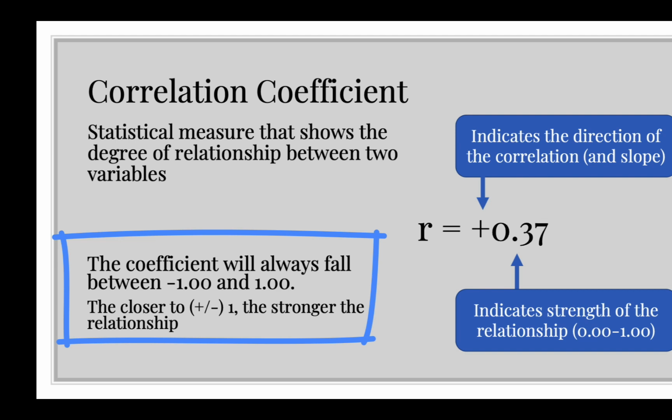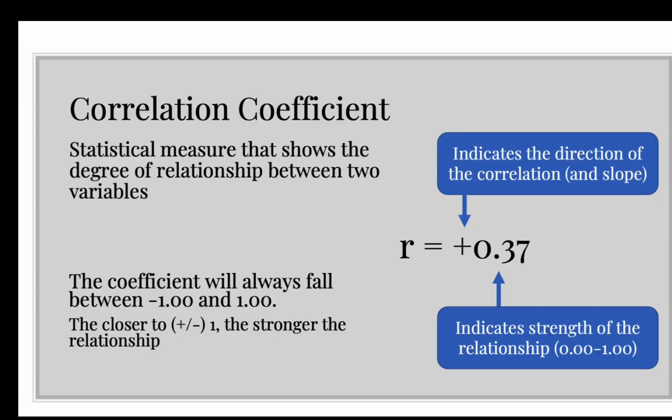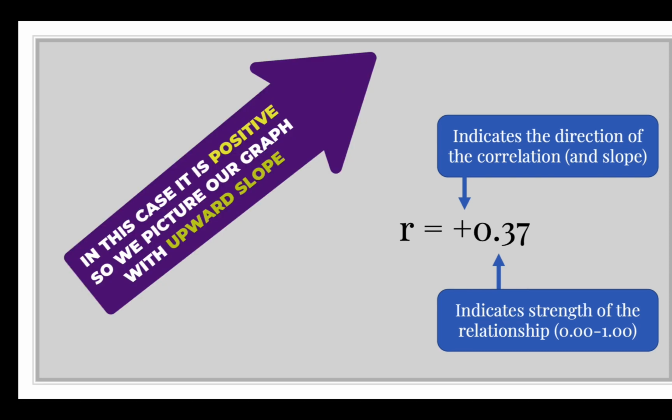So it's the statistical measure that shows the degree of the relationship between the two variables. In other words, it's just a number that shows you the correlation, the relationship, whether it's an upward or a downward direction, and the strength or the closeness and tightness of that line. So whatever the R equals, right? Whatever the R equals indicates the direction and the strength of the correlation.